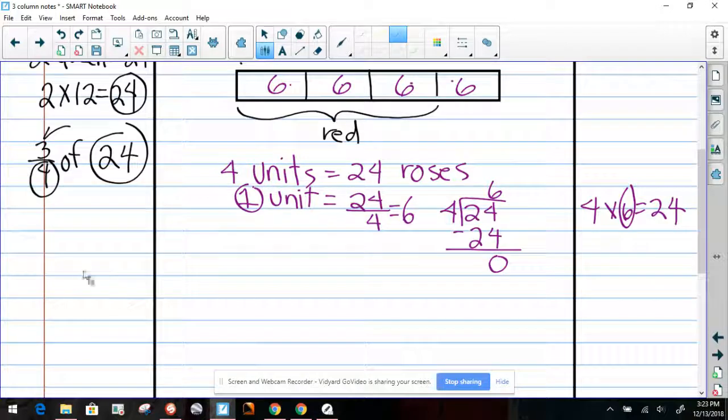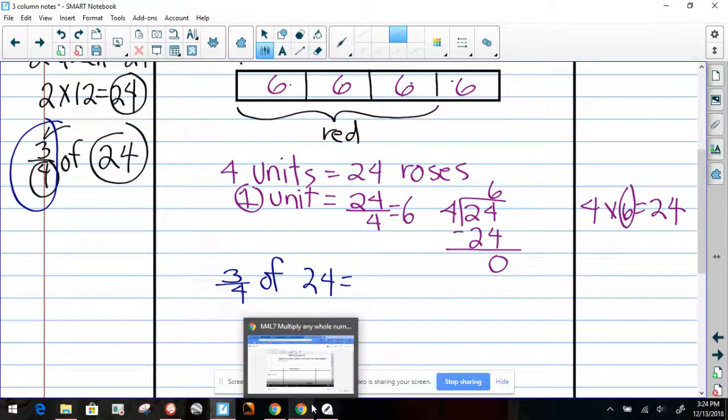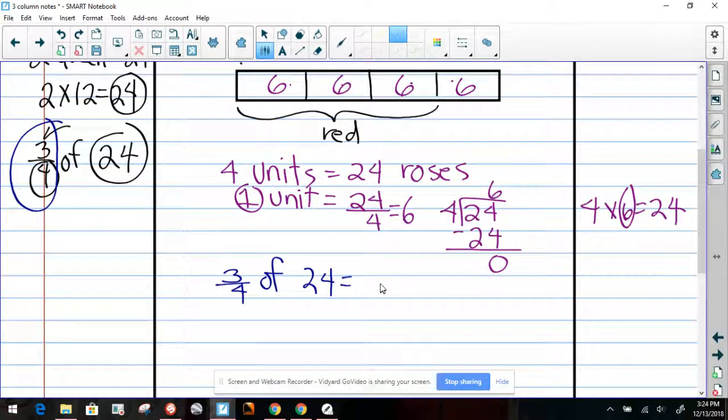However, in our problem, we want to know how many, 3 units out of 4, are red. So we're going to do this right here. 3/4 of 24 equals, so if we have 1 unit, we have to multiply 3 units times the 6, and that will equal 18. So 18 red roses.